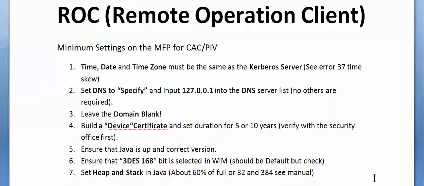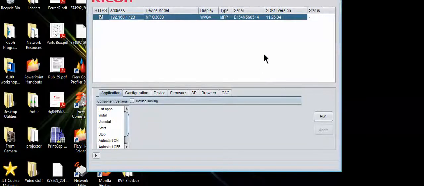I've got Java up and at the correct version, and verified that 3DES data encryption standard at 168-bit is selected. That is the default. And then heap and stack in the Java settings is set to about 60% of full, or in this particular case, 32 and 384 bits. With that done, I have opened up the ROC.